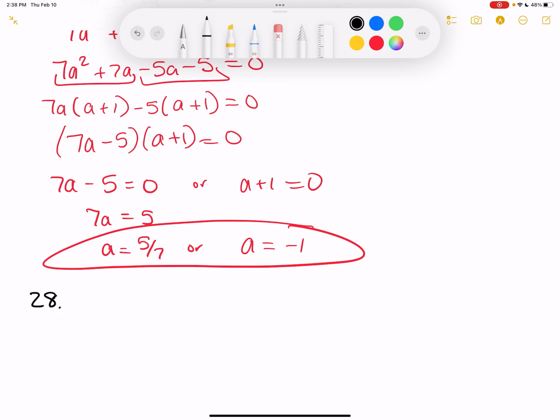All right, 28. I want y'all to try this one on your own.